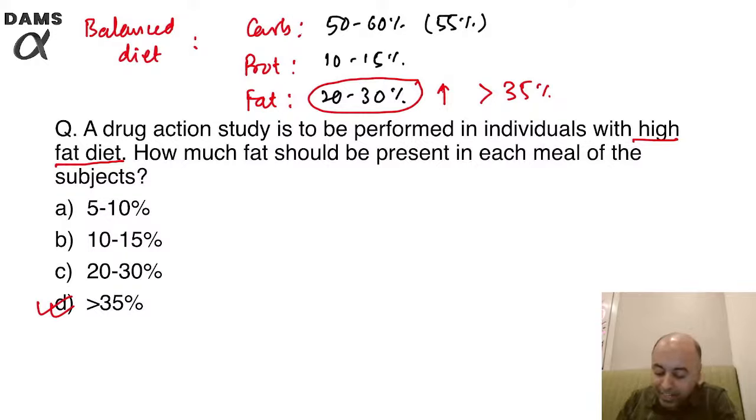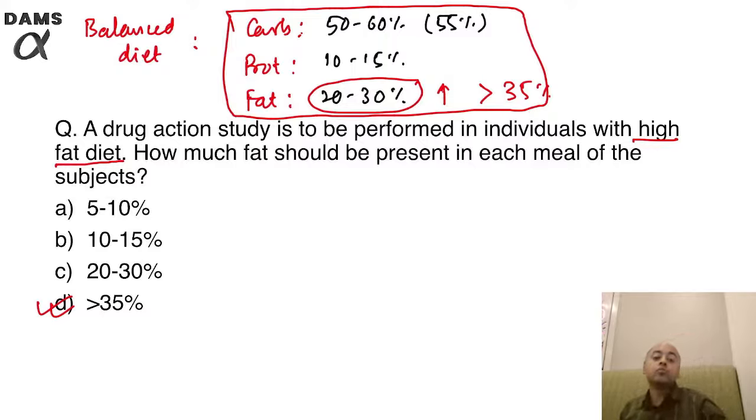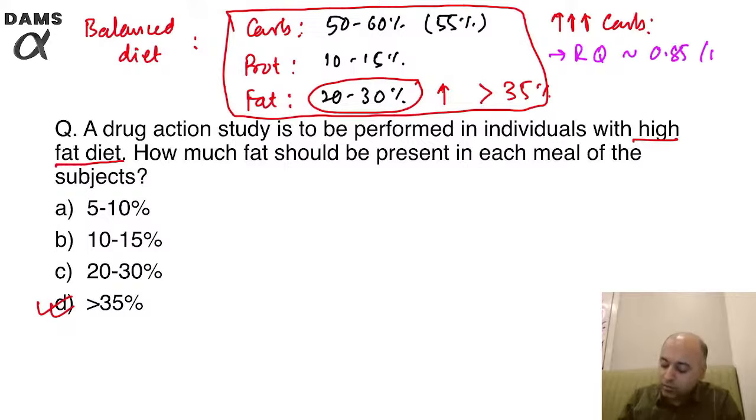But another important aspect of this balanced diet is, majority of the meal that we consume is not actually balanced. Rather, we have much higher values of carbohydrates. So how do you identify whether a meal is carbohydrate rich or not? For that, you will be given the value of RQ. RQ is normally 0.85, but when a high carbohydrate diet or carbohydrate rich diet is there, it becomes closer to 1.